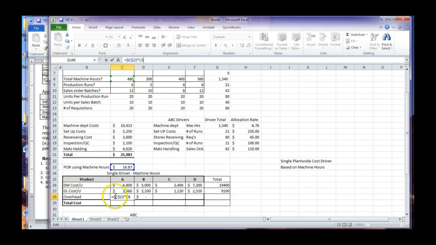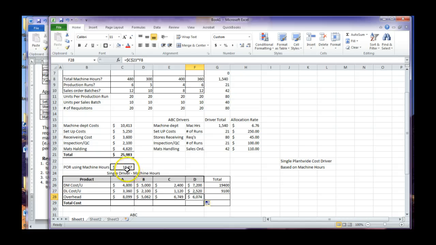See these dollar signs? When you put dollar signs for something, this is going to lock this cell. It's locked at C, which is the column, and it's going to lock at 23. So when I drag it, same number, C23. When I drag it over one, it's taking C23 times D8. Here is C23 times C8. So here it's going 1687 times 480. Here it's going 1687 times 300. And I can drag that all the way across, and that would be correct.